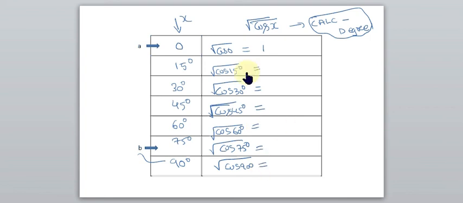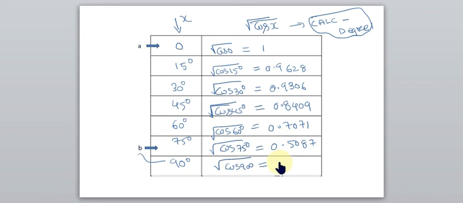Now if you use a scientific calculator, the values at these points are going to be 0.9628, 0.9306, next 0.8409, check with your calculators, 0.7071, 0.5087, and the last value cos 90, which is 0, root 0... giving 1 as the starting one. These are the y values.